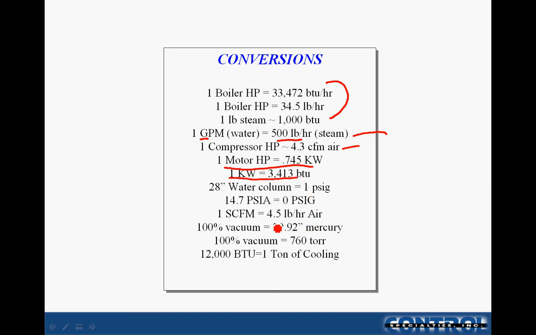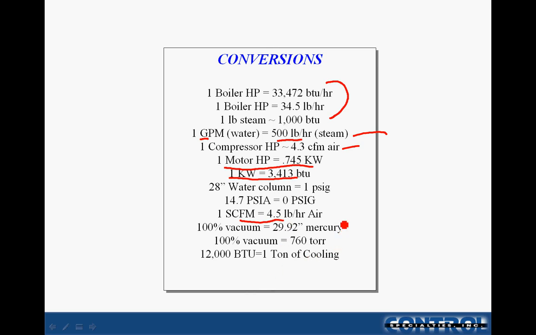Another handy one to hang on to, that a water column of 20 inches high is equal to 1 pound per square inch. And of course 14.7 pounds per square inch absolute is the same as 0 psig, since all pressure gauges automatically just simply eliminate the atmospheric pressure reading. So when you have a gauge sitting on your table, it reads 0, but in fact the pressure at sea level is 14.7. This is the conversion for CFM to pounds per hour of air.